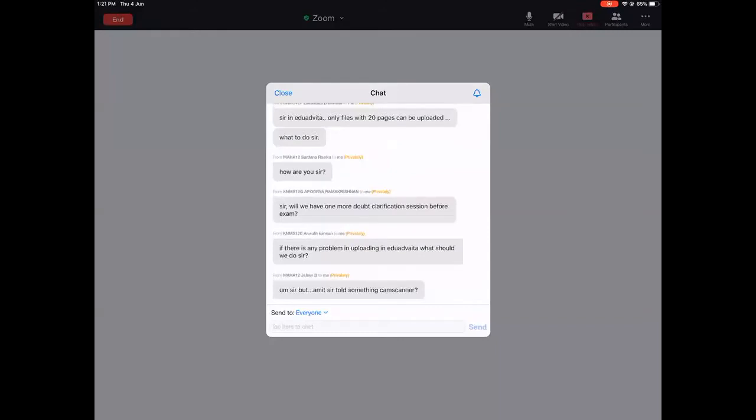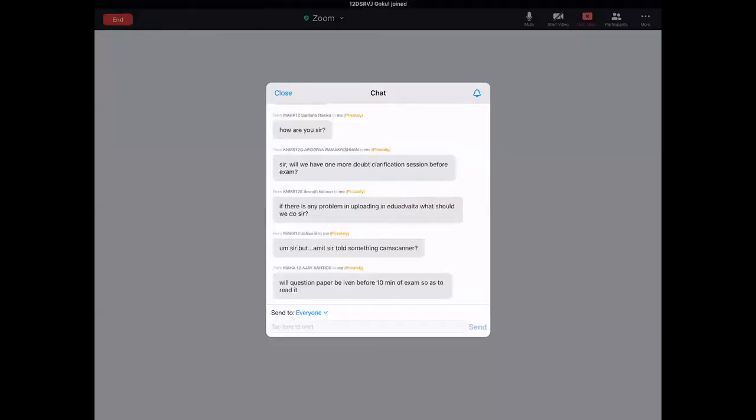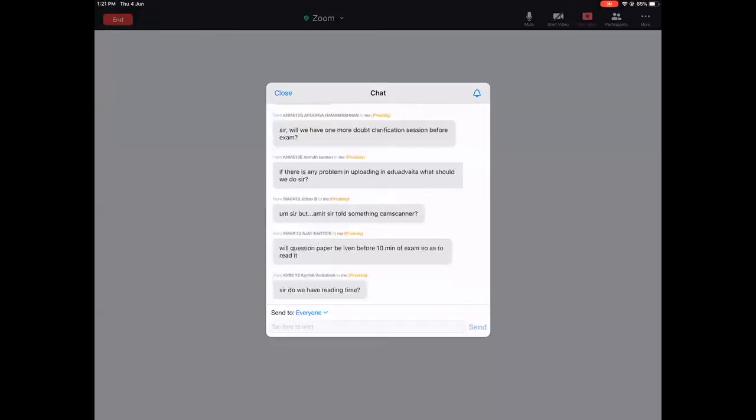Okay, so will we have one more doubt clarification session? No, enough of physics doubts. Now you have maths doubts. You solve your maths doubts and then sir will guide you. Don't worry about the scanner app and all those things. You just take a photo, convert it to PDF and then upload it.